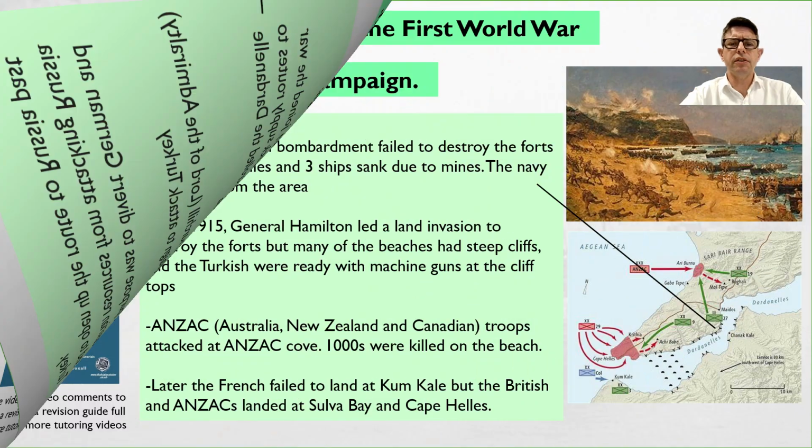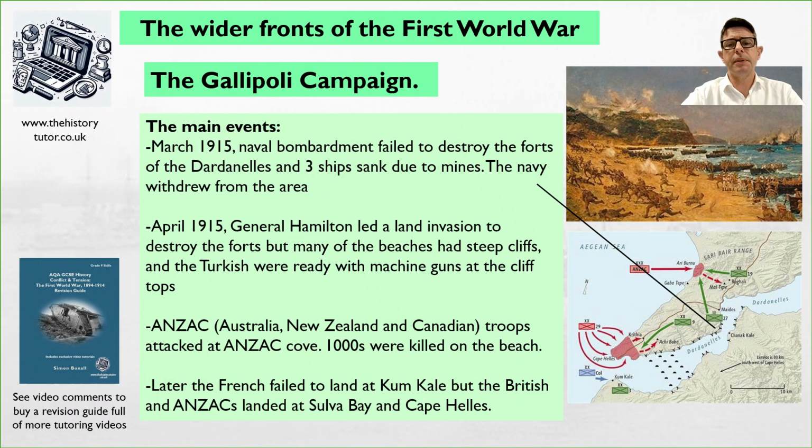Okay, so what happened? In March 1915, naval bombardments began to destroy the forts of the Dardanelles, and 3 ships were sunk due to mines. So the Navy withdrew from the area. So now it became important, if they're going to take the Dardanelles and control the straits through this area, they needed a land campaign.